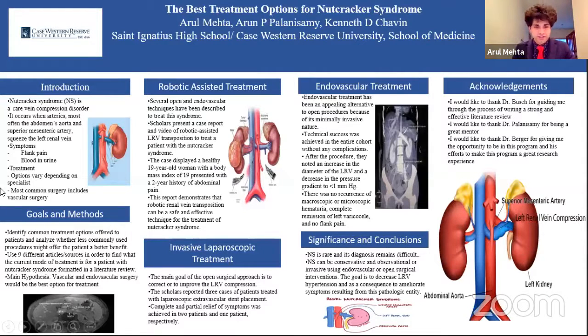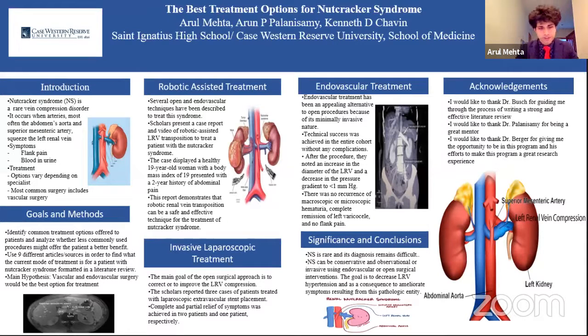Okay, so hello everyone, I'm Arul Mehta. I am a senior at St. Ignatius High School, and today I'll be presenting on what the best treatment options are for nutcracker syndrome. So just like the action of a nutcracker crushing a nut, the syndrome refers to when the abdominal aorta and the superior mesenteric artery compress the left renal vein.